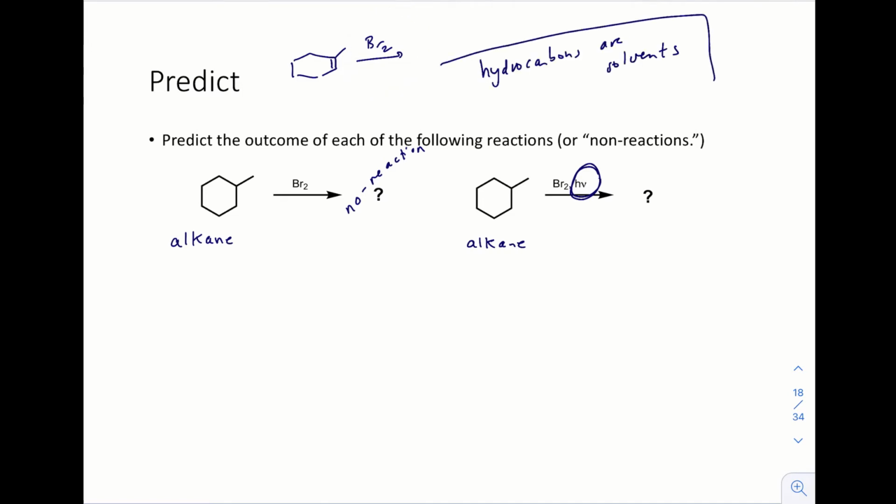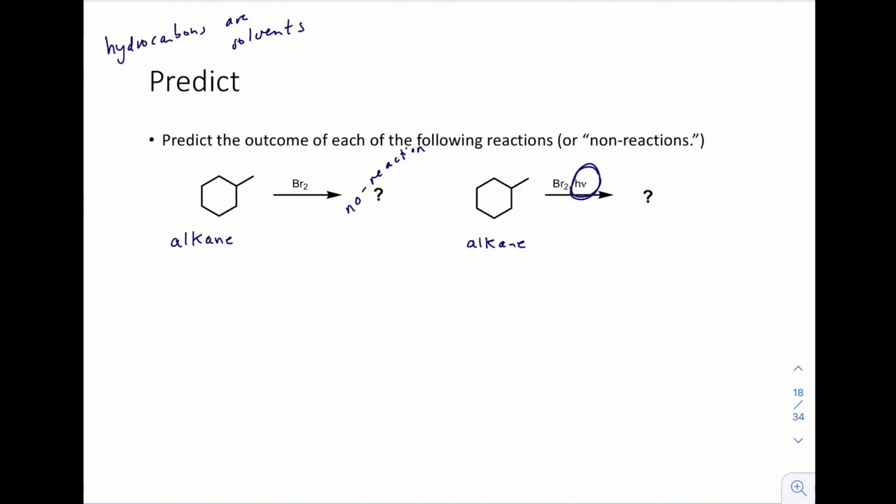Plus that, hydrocarbons are solvents. We've been using bromine all year with hydrocarbon solvents possibly, and there's been no reaction. So no reaction is what we predict for the treatment of this alkane with molecular bromine. However, as we have been noticing, in the presence of light, radicals can be generated, and then perhaps some reaction does take place. That is the case.